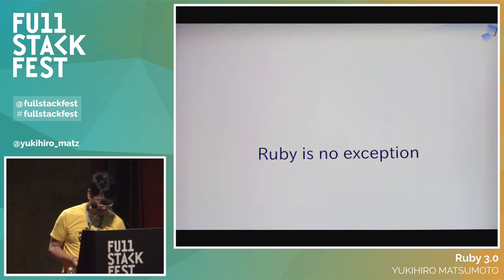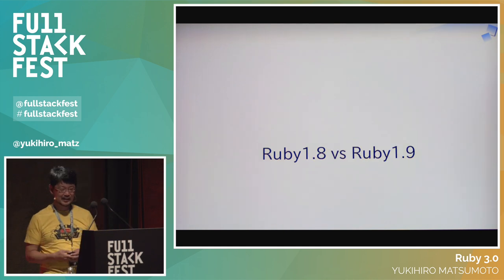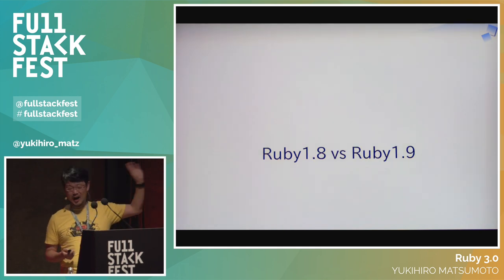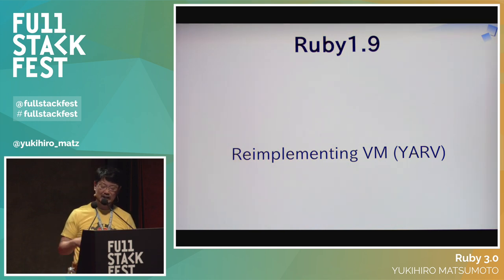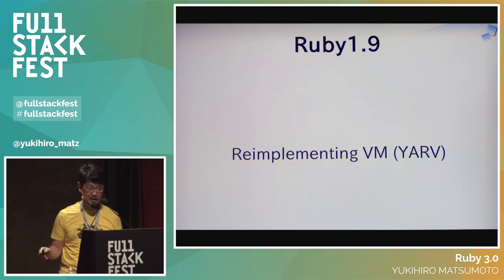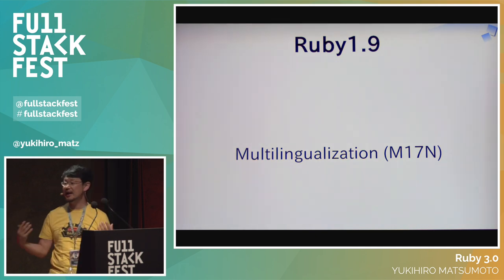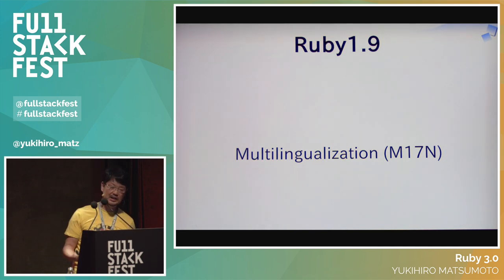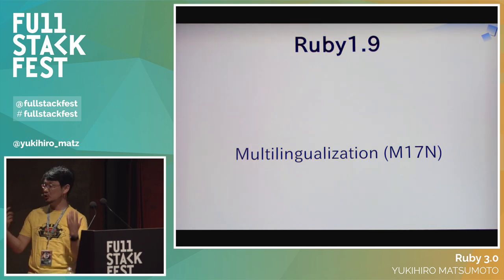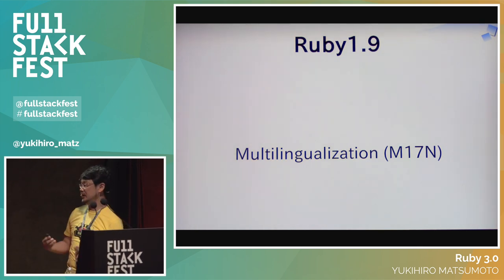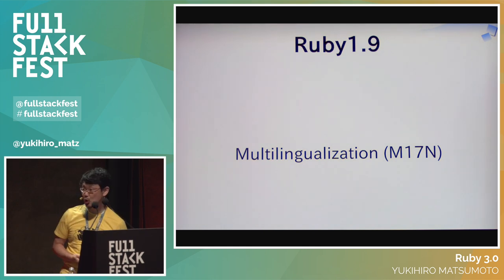And Ruby is no exception. We had some kind of second system syndrome to some degree. We had this conflict between Ruby 1.8 versus Ruby 1.9. In Ruby 1.9, we re-implemented the virtual machine. We replaced the virtual machine. And we introduced multilingualization, which can handle multiple character encodings, Unicode, Shift_JIS, EUC, or ISO something. Currently, Ruby 1.9 and Ruby 2.0 handle more than 80 character encodings natively. So we introduced this multilingualization, or M17N in short.